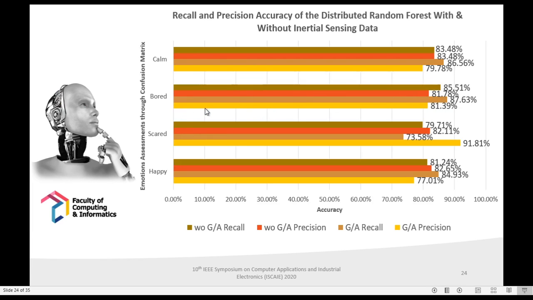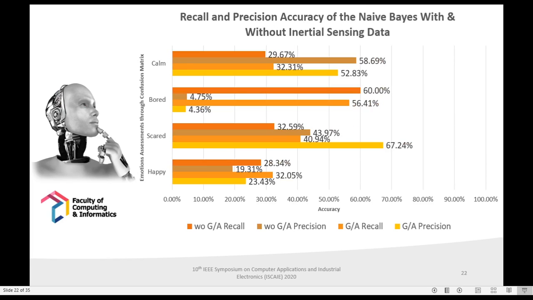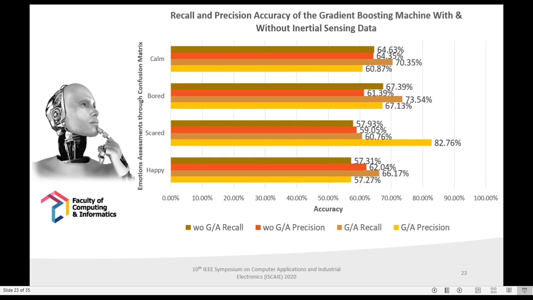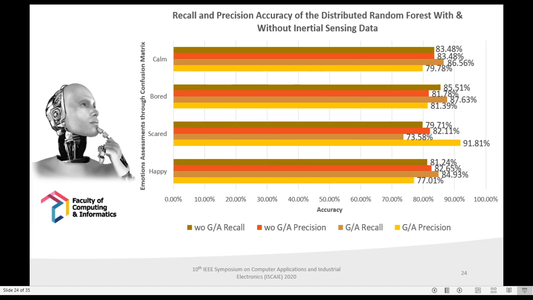So we can see over the three of these bar charts that scared had a more consistent, the highest accuracy compared to the other three emotions, calm, bored, and happy. So probably scared, when averaged against the other three emotions, could actually be the dominating percentage accuracy. But we have to look deeper into why this is happening. Was it due to inertial sensing data, body movement, or some other things that are contributing factors?